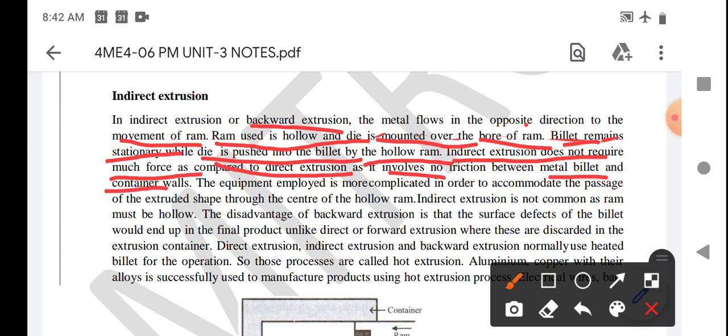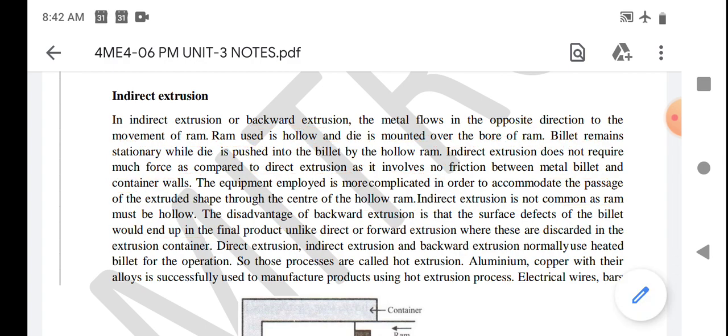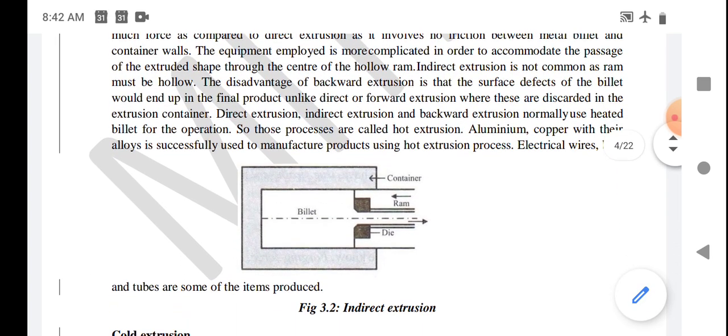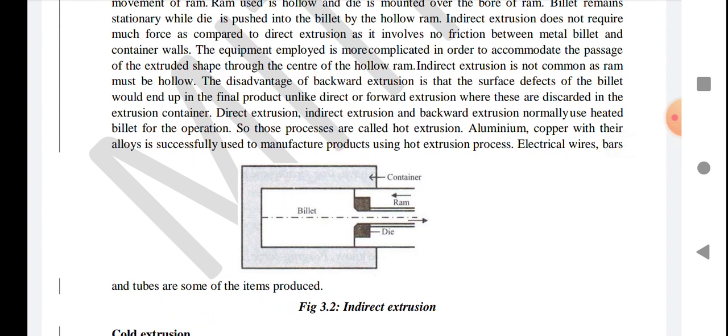and the container wall. The equipment employed is more complicated in order to accommodate the passage of the extruded shape through the center of the hollow ram. Indirect extrusion is not common as the ram must be hollow. The disadvantage of backward extrusion is that defects of the billet would end up in the final product, unlike direct or forward extrusion, where these are discarded in the extrusion container.